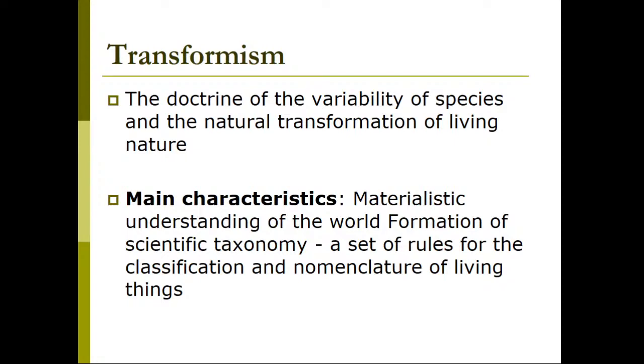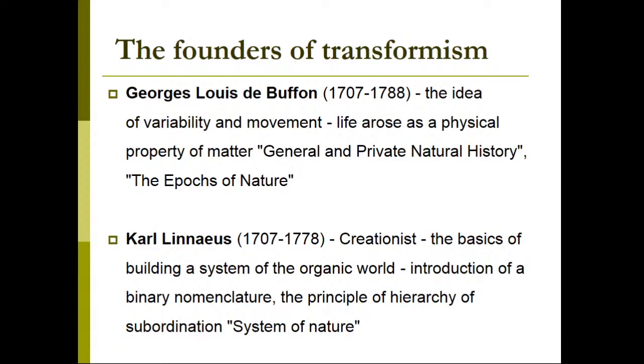Next, transformism. This is the doctrine of the variability of species and the natural transformation of living nature. Main characteristics: materialistic understanding of the world, formation of the scientific taxonomy, a set of rules for the classification and nomenclature of living things. Who was famous in this period? This is Georges Louis de Buffon, he had the idea of variability and movement.